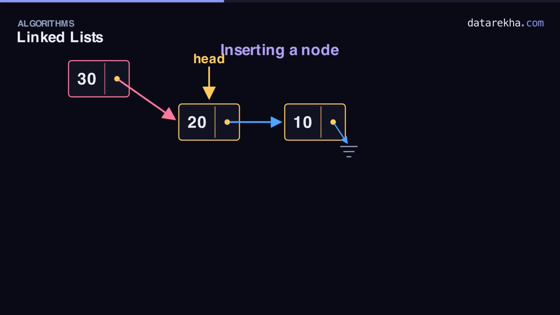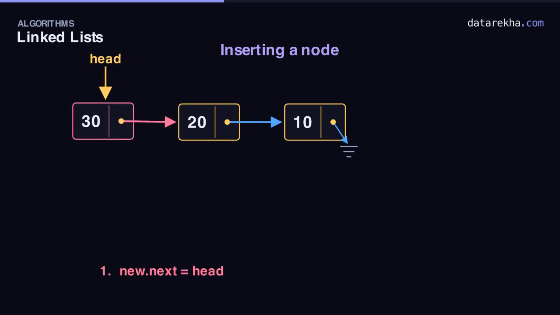Here's the rule that saves you. Point the new node forward first. Set its next to the current head, the 20. Do this step before anything else, or you lose the rest of the list. Only now move head to the new node. 30 becomes the first node, its arrow already locked onto 20. Two pointer changes, and it's done.